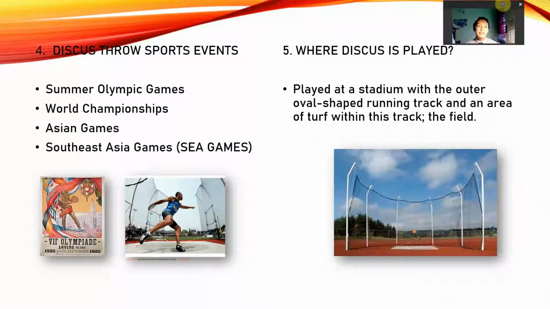The last slide consists of two subtopics, which are discus throw sport event and where the discus is played. For the fourth point, discus throw sport event. Discus throw has taken part in many major world sport events such as the Summer Olympic Games, World Championships, Asian Games, and the SEA Games, which is the Southeast Asian Games. The last subtopic is where the discus is played. The discus throw is played at a stadium with an outer oval-shaped running track and an area of turf within this track, which is the field itself.